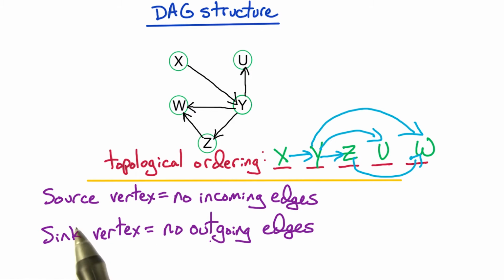Now a DAG always has at least one source and at least one sink. There may be multiple sources, there may be multiple sinks, but we're always guaranteed there's at least one source and at least one sink. How do we know that there's a source vertex in every DAG?